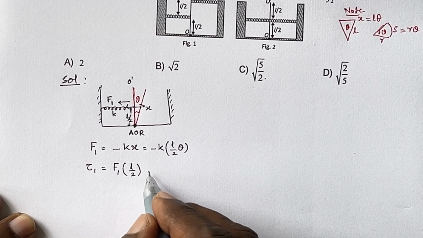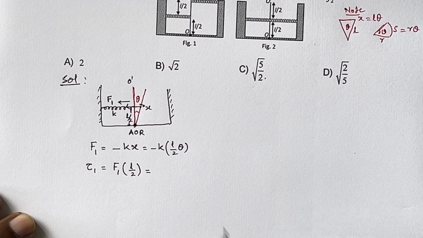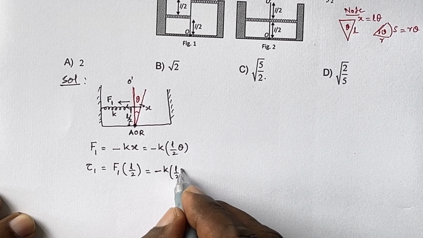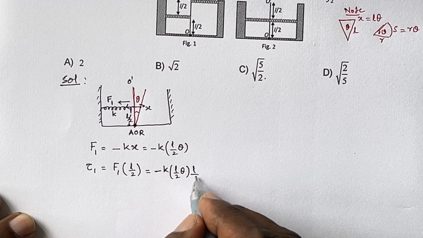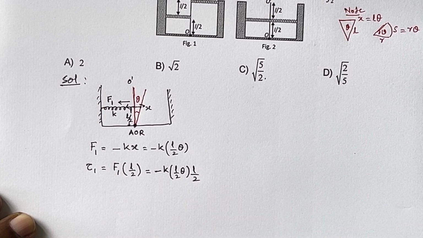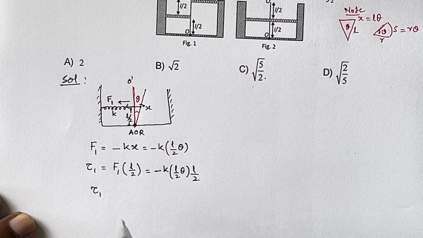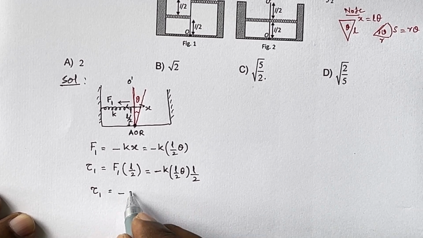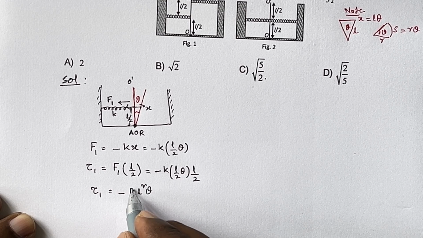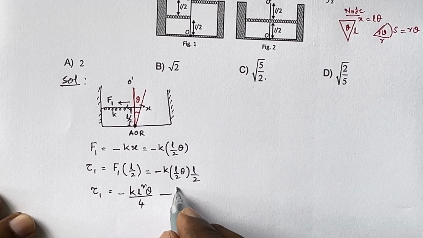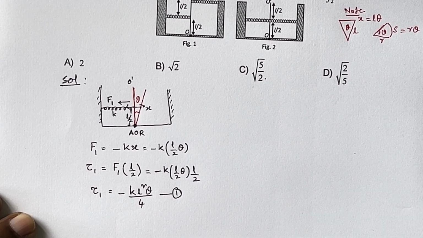So F1 is equal to how much? Minus k L by 2 into theta, into L by 2. So tau 1 is equal to minus k L square theta by 4. This is tau due to the first spring.